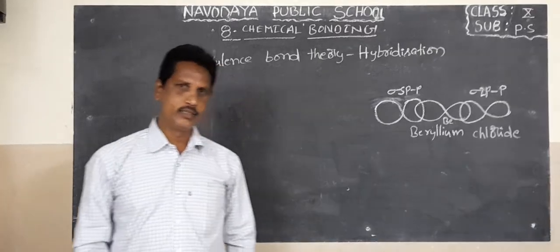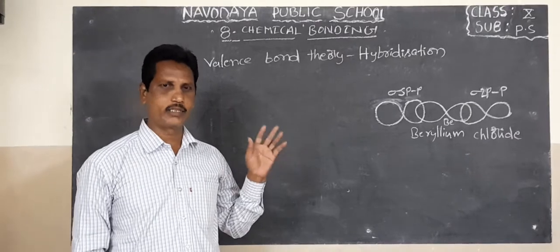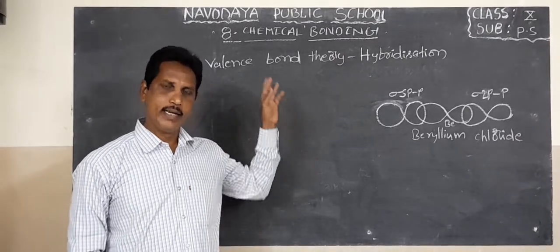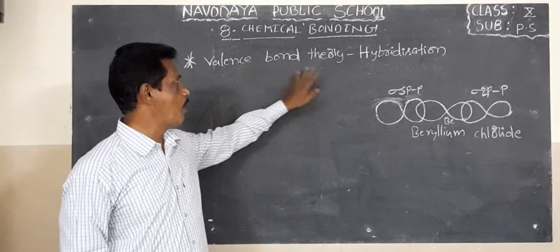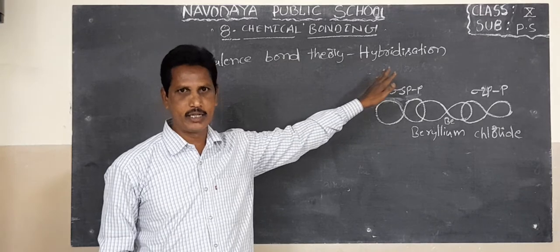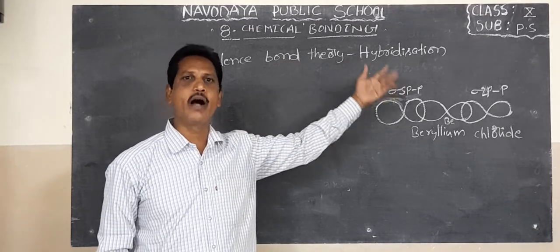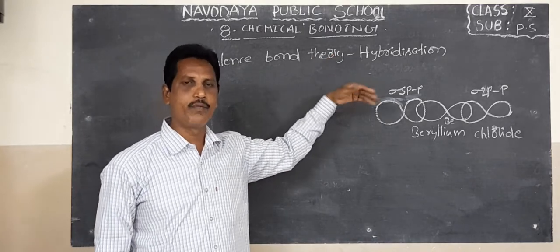Good morning, students. Today we discuss the 8th lesson in our 10th class physics textbook, chemical bonding. In this lesson, we discuss the valence bond theory and hybridization of atomic orbitals.